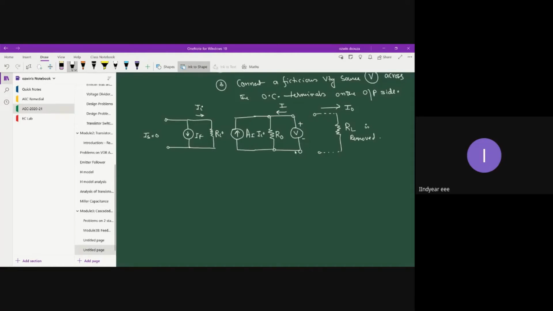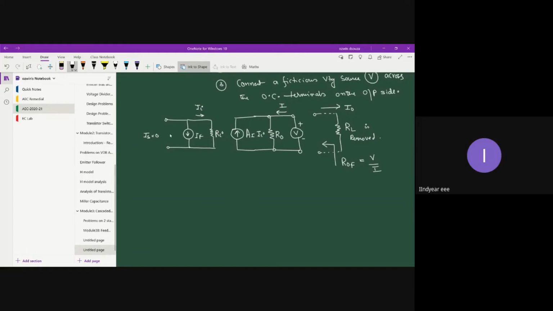Now let us define the output resistance with feedback. Let's define it as R0F. So R0F is the V by I ratio.